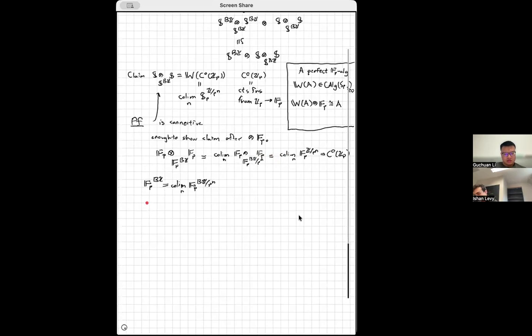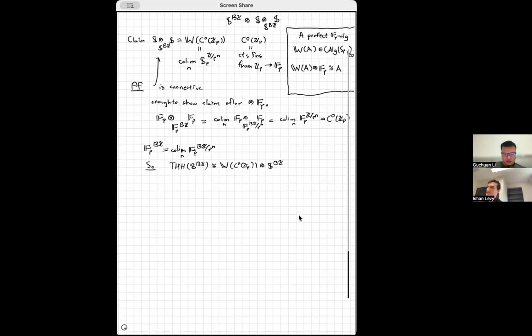Okay, so what did we learn overall? We learned that THH of S to the BZ is the spherical Witt vectors of continuous functions on Z_p tensored with S to the BZ. So that was a calculation, but now I want to step back for a moment and think why is this the answer? Why would you expect this to be true?